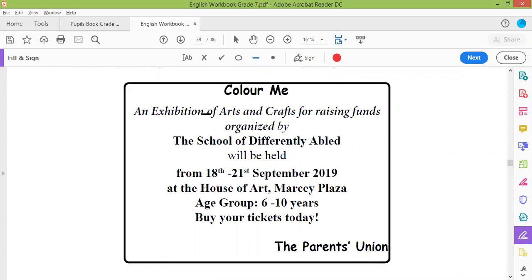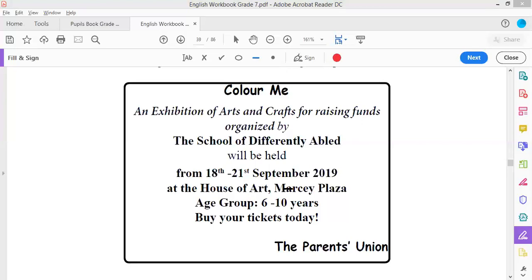Now you can see there is an exhibition of arts and crafts. To do what? To collect money. Raising funds means to collect money. For what? For the School of Differently Abled. Who are the people we call who are differently abled?